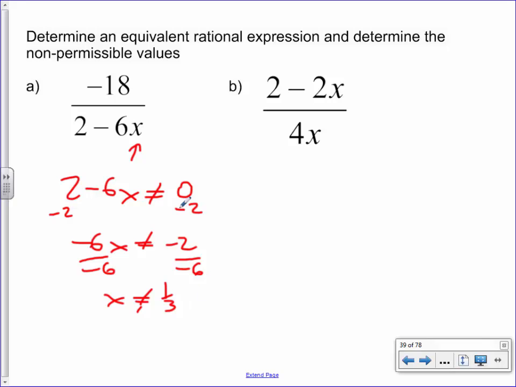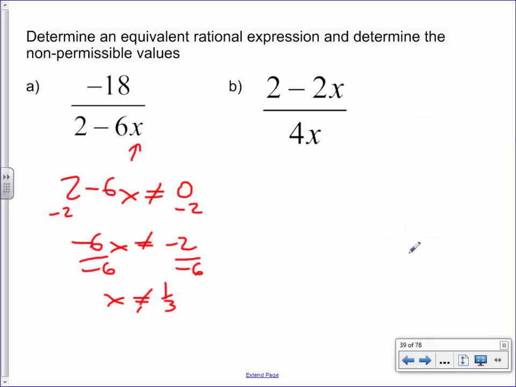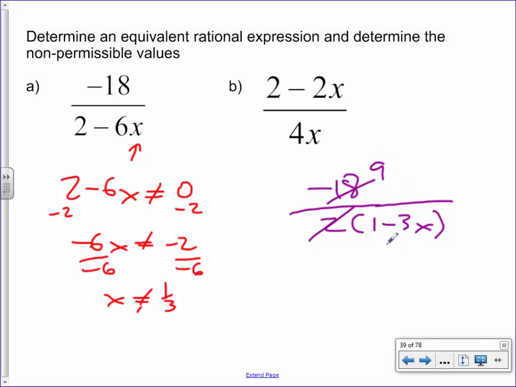The other thing we have to do, though, is we actually have to simplify this thing as well. So I'll do that over to the side here, but maybe you guys want to do it below. Minus 18, you can't really do anything with. Can you factor anything out of a 2 and a 6? If you factor out a 2, it leaves you with a 1 minus 3x. And 18 and 2, they can divide. So your final answer would be negative 9 over 1 minus 3x.